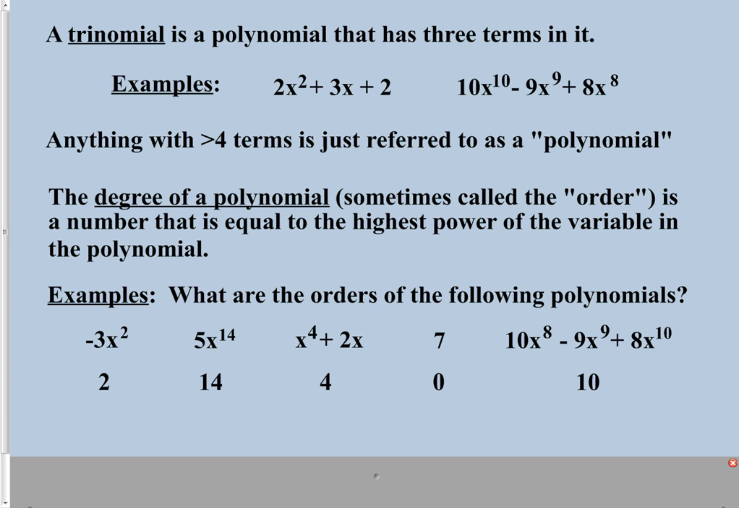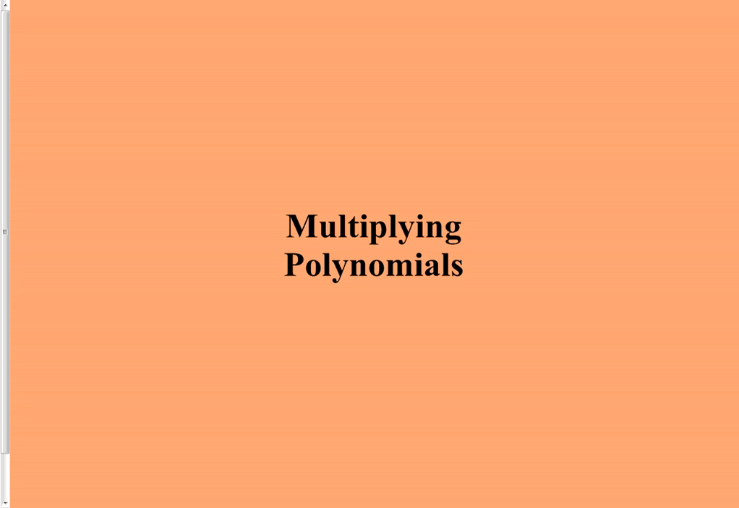Okay, we also picked up a definition for degree or order. The degree or order of a polynomial is simply a representative value that tells us what's the highest exponent that goes along with that polynomial. Okay, I believe the rest of that was examples. And the next day we started looking at some math. Okay, so multiplying polynomials.